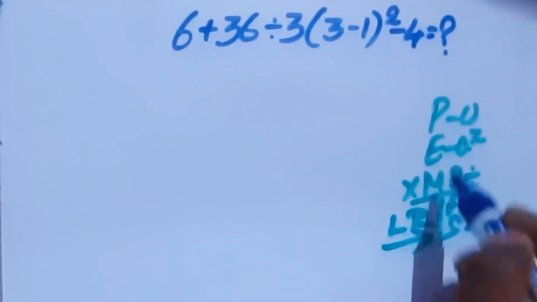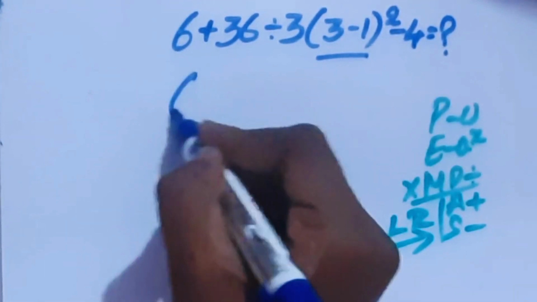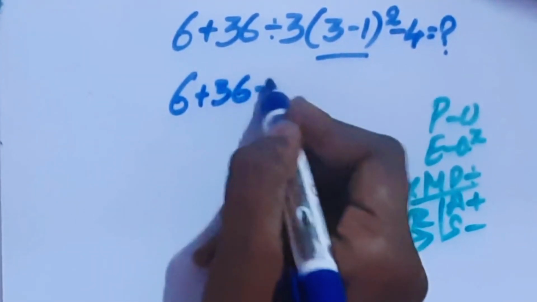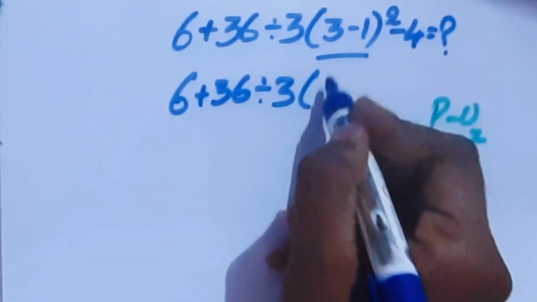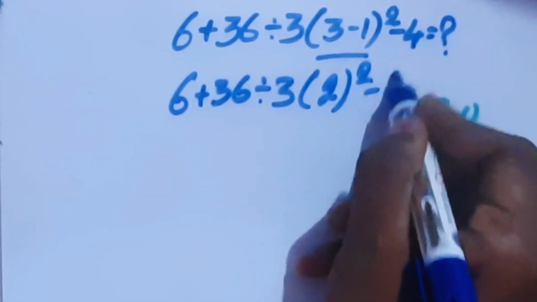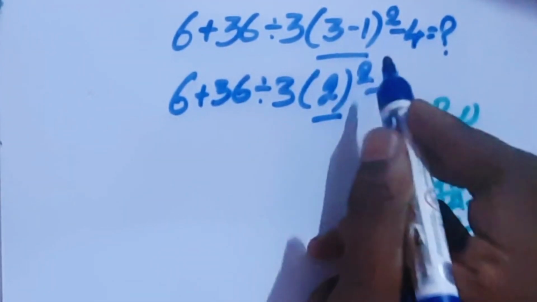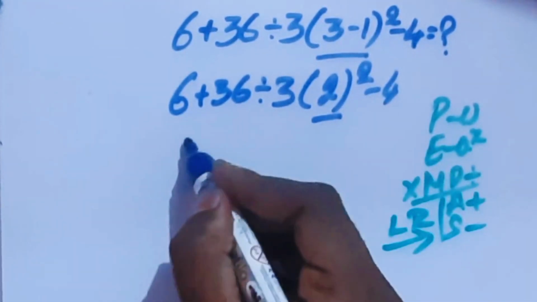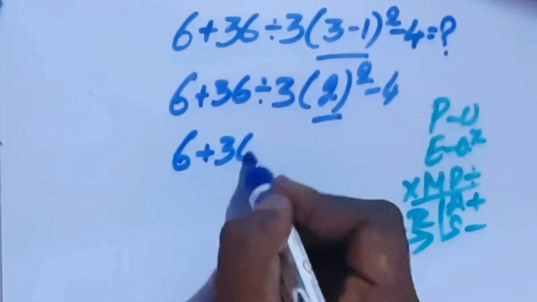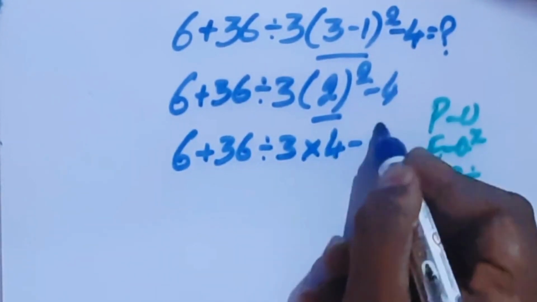Here, as per the order of operations PEMDAS, the bracket is higher priority. So we have to do this bracket before the other operations. Here 6 plus 36 divided by 3 times, here the bracket is 3 minus 1 is 2, square, minus 4. Here the next priority is exponent. Here the exponent is 2 power 2. We have to do this before the other operations. Here 6 plus 36 divided by 3 times 2 power 2 is 4, minus 4.